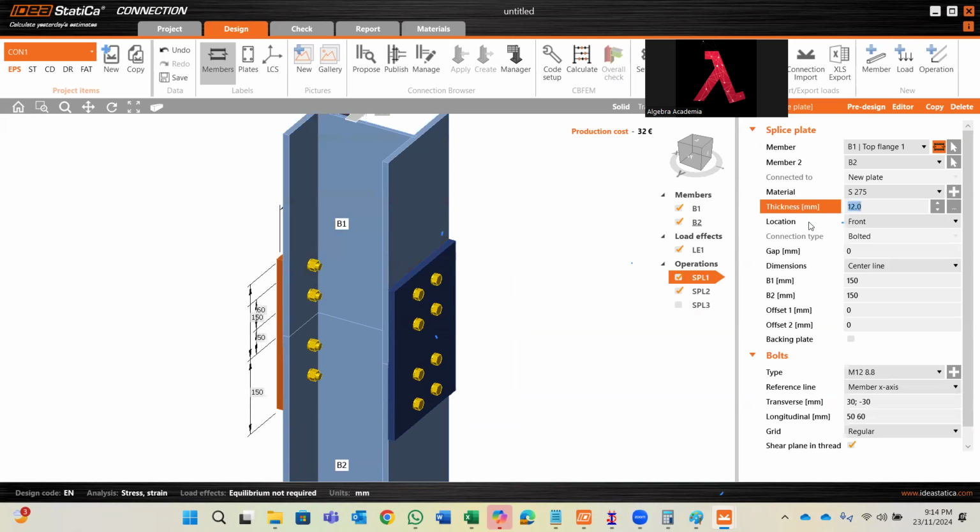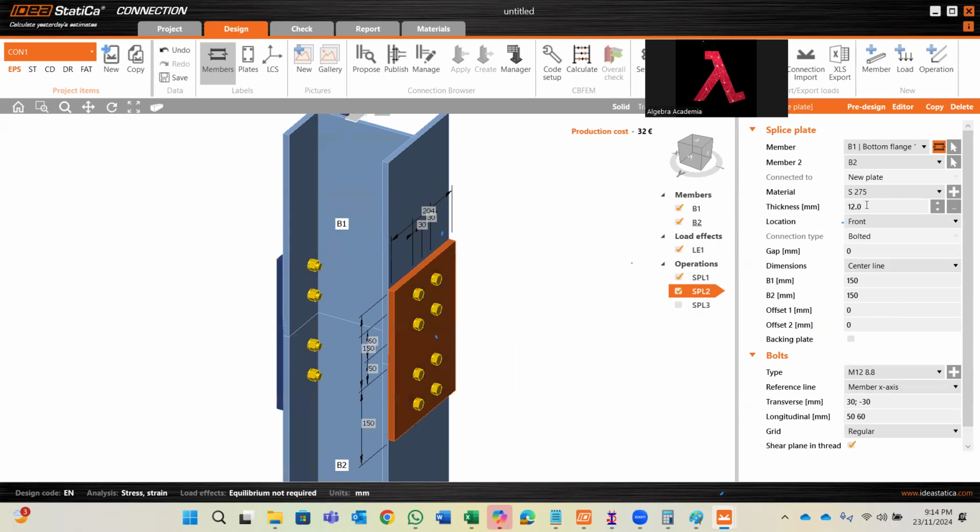So 12 millimeter plate thickness, okay, is 275. Make sure. And coming back to the bolt, M12, which is grade 8.8. Fantastic. Okay. Then again, going with another side, make sure 12 millimeter is 275, M12.